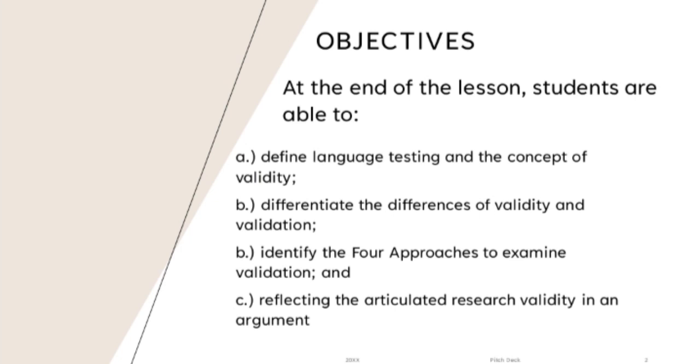Our objectives for today: at the end of the lesson, students are able to define language testing and the concept of validity, differentiate validity and validation, identify the four approaches to examine validation, and lastly, reflect the articulated research validity in an argument.